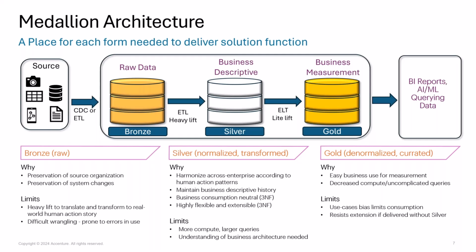So the silver tier of the architecture is really central to the medallion's capability. It harmonizes data across functionally overlapping systems to a human action pattern. It maintains the history of change of the business function description over time, and it's relational and therefore consumption neutral, which we'll talk a little bit more about in a few moments. And because it's relational, it's highly flexible and highly extensible.